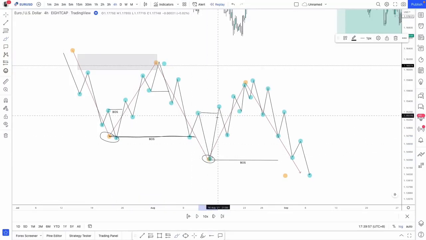By understanding the multidimensional version of structure, it enables us to get that additional extra confirmation and accuracy with our analysis, which makes our win ratio higher and our risk to reward significantly higher.